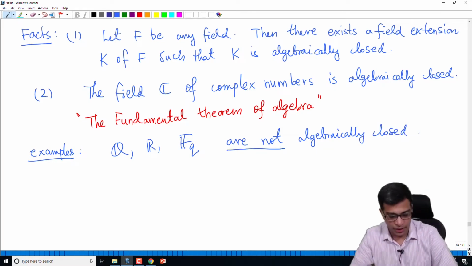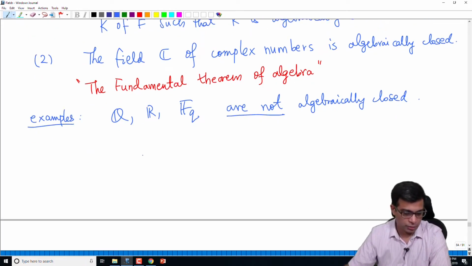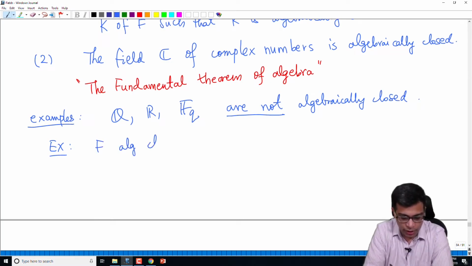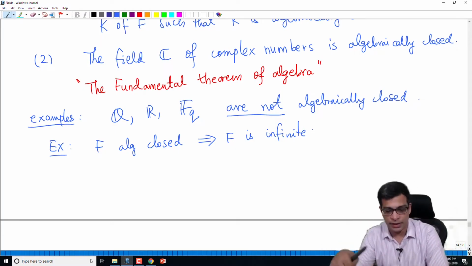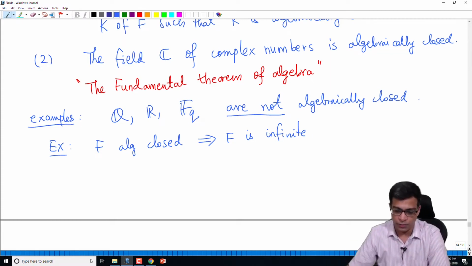I will leave the explanations for you. R, for example, is not algebraically closed because x squared plus 1 has no root. There are degree 2 polynomials which do not have roots in R, so that's not algebraically closed. F_q is not algebraically closed because it's a finite field. One can show that as an exercise. I will not do this, but I will leave this for you. F algebraically closed implies F is infinite. The point is, you can consider lots of irreducible polynomials, infinitely many, and each of them has a root, so that forces F to be infinite. So in particular, F_q cannot be algebraically closed.